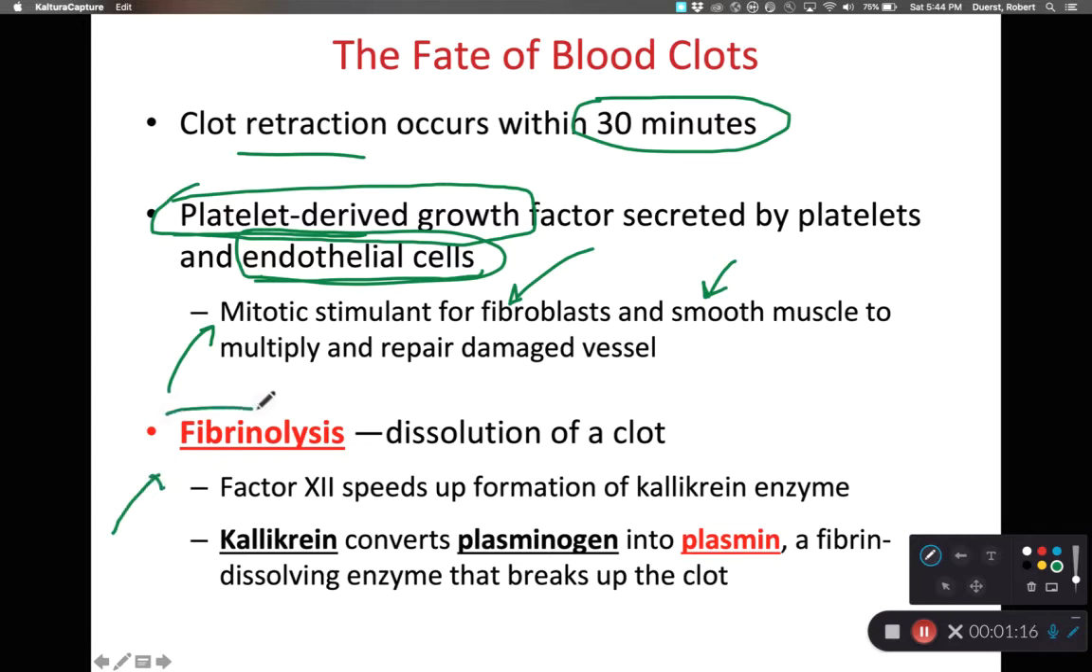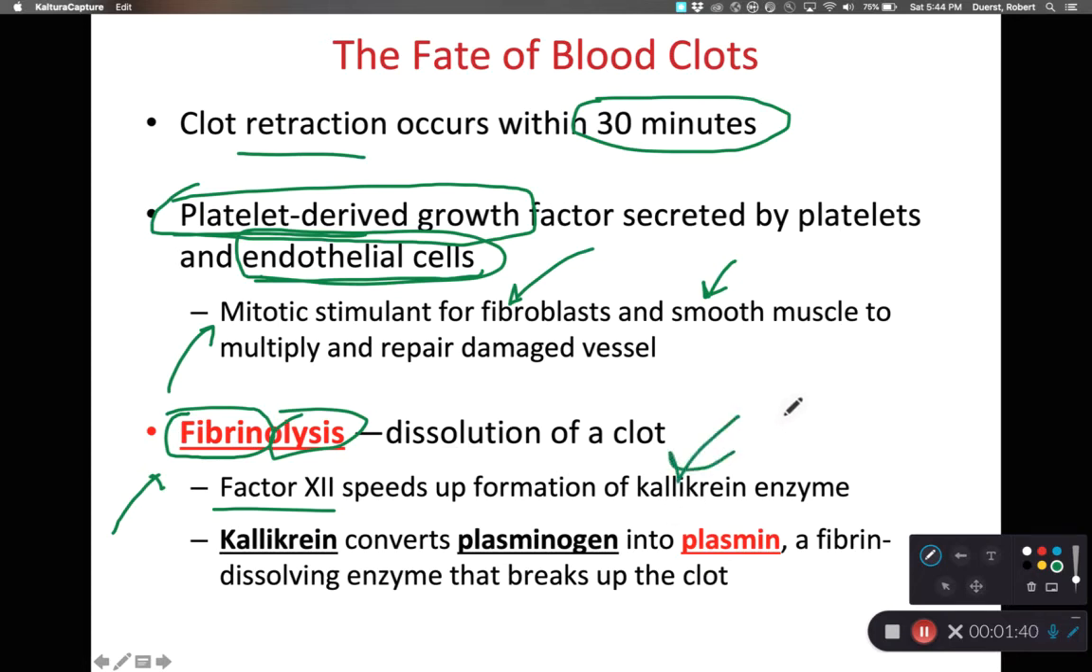The blood clot, or the coagulated blood, that platelet plug, is going to be held together by a fibrin mesh. And if we lyse or break apart the fibrin, we're going to dissolve the blood clot. There won't be anything to hold it together anymore. That is fibrinolysis. Factor 12 speeds up the formation of an enzyme known as kallikrein enzyme.